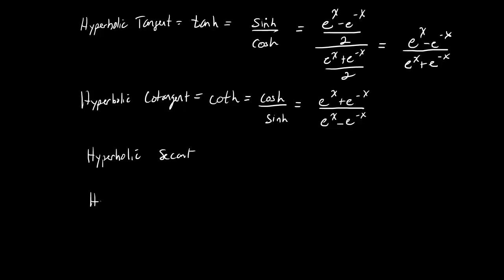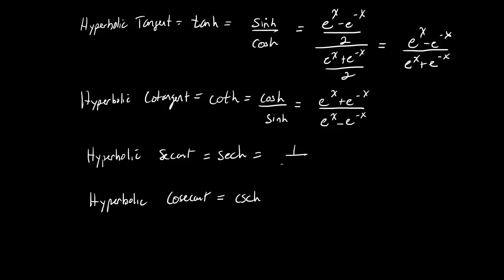secant and hyperbolic cosecant. This is sech. Some people say sech. I say sech, and this is csch, C-S-C-H. Some people say csch. I just get in the habit of saying hyperbolic secant, hyperbolic cosecant. It just makes it a little bit easier for me.